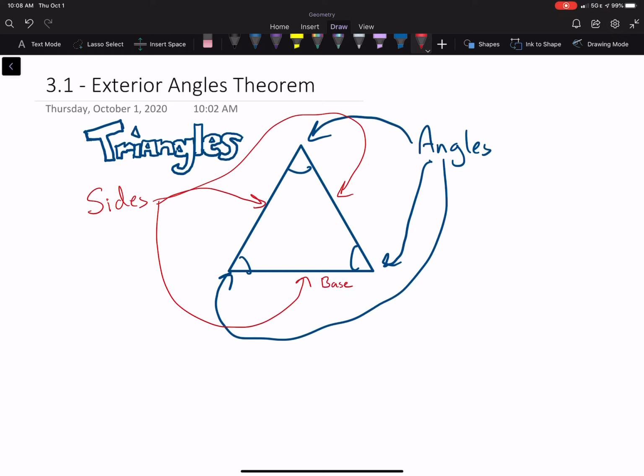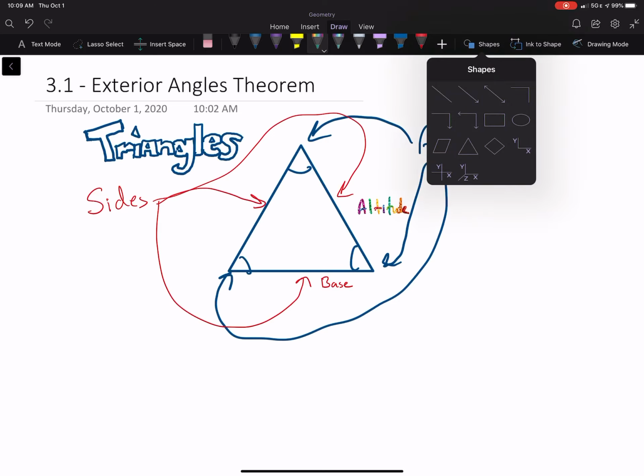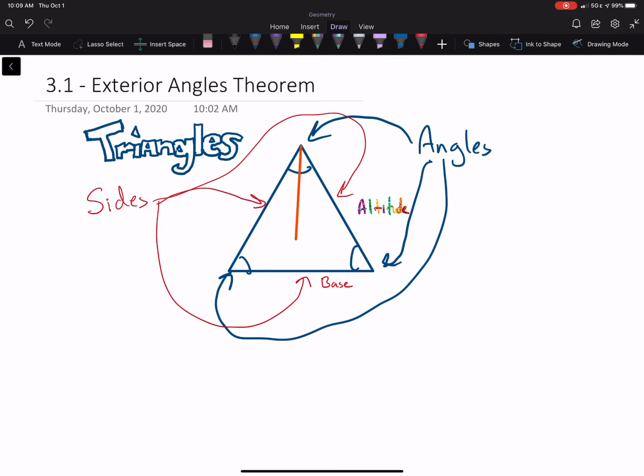And then there's one other piece that you're going to need to know later. I'll do it in a fancy color here, and it is called the altitude. And that is really how high, right? Because we know altitude, like planes, we talk about that. Altitude is how high. So if I do a line here, straight down, this is your altitude right there.